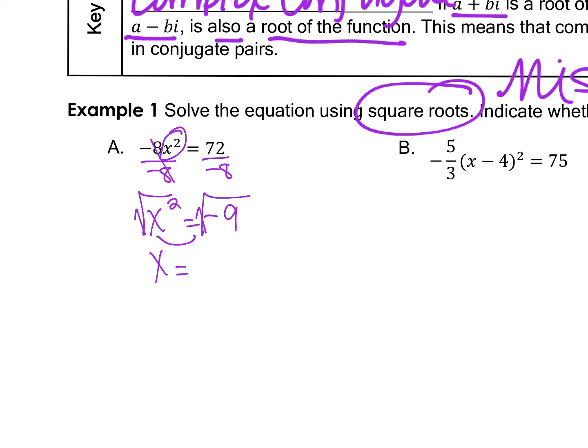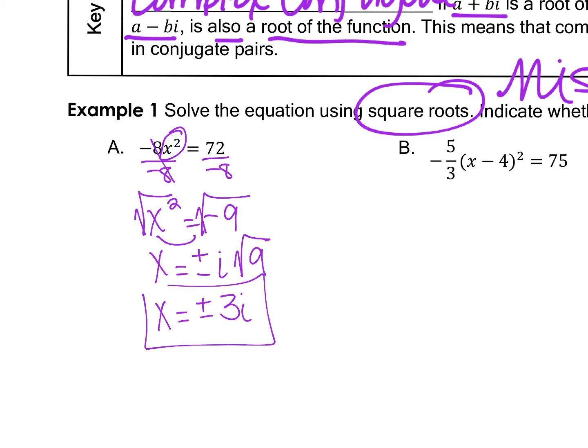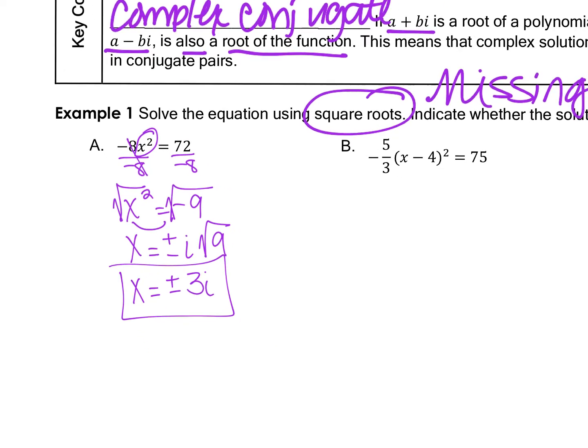Remember, when I take the square root of both sides, I get two answers, positive and negative. And then if there's a negative under the square root, I make it an i, and then I take the square root of that positive number. It just so happens that 9 is a perfect square, so the square root of 9 is 3, and we get positive and negative 3i for our solution. Just like yesterday when we were solving graphically, we should be getting two answers because the majority of the time it intersects twice. These are different because these are not real solutions, these are imaginary solutions. So this is using the square root method, which we've already done.